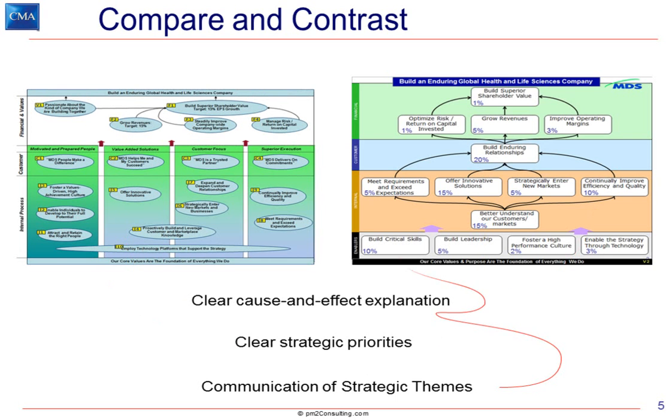Finally, we understand that there's no communication of themes all the way from the bottom of the map to the top on the one on the left compared to the one on the right. This becomes important because those themes are what aligns us across the organization to make sure that we're working consistently towards the same shared value and objective.